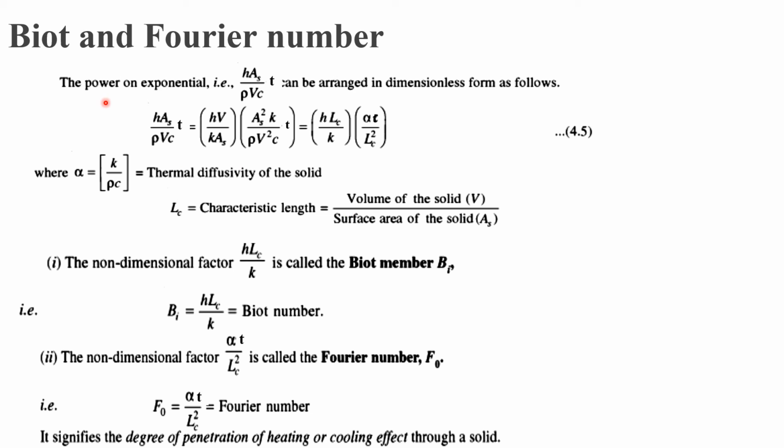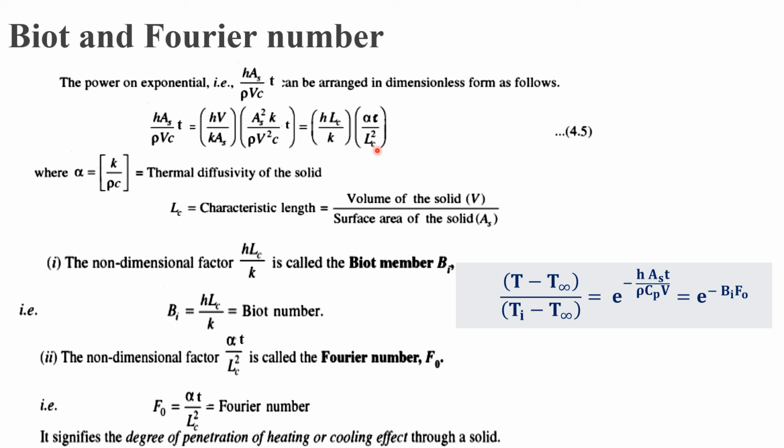Now you remember hA by rho CpV into t is expressed through the Biot number and Fourier number. Therefore I can write the final expression as (T minus T infinity) by (Ti minus T infinity) is equal to e power minus hA by rho CpV into t. This can also be written as e power minus Bi into Fo. In terms of thermal time constant also we can write, which we have already seen.